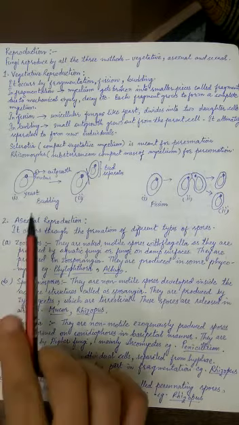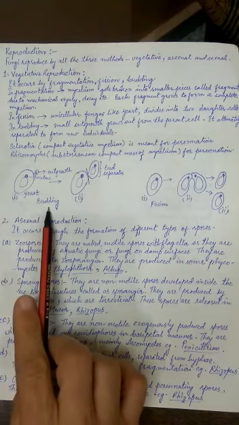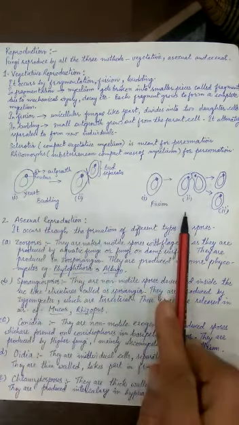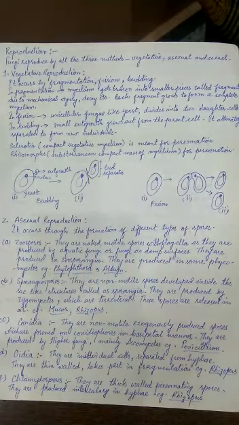So this is how budding takes place. You have done this in the 10th class, and this is how fission is possible in the case of yeast. Now the next method of reproduction is the asexual reproduction. It occurs through the formation of different types of spores. So there are various types of spores. Let's learn about a few of them.